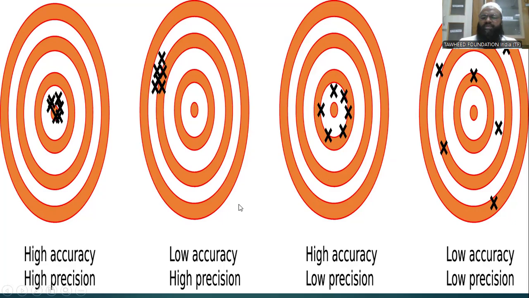Coming to the third diagram, we can see high accuracy and low precision. Accuracy is there, but each and every time there is a difference in the value result. So we call it low precision. Coming to the fourth diagram, here we can see low accuracy and low precision. By seeing these diagrams, we can understand the importance of accuracy and precision.